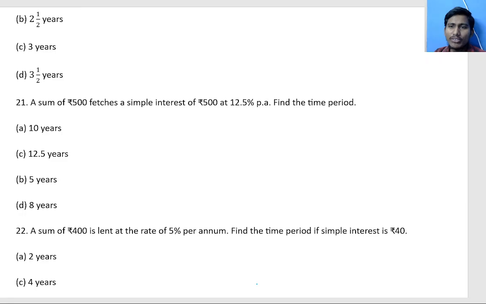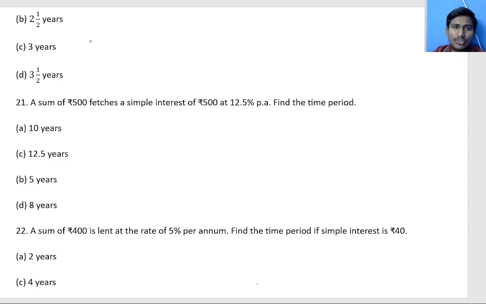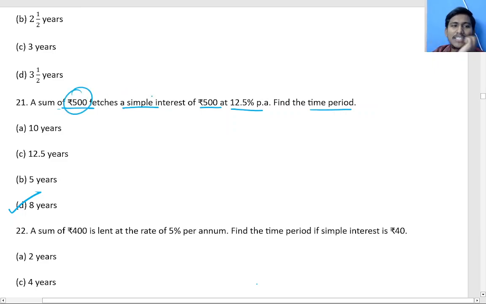So see here, the 21st question is very easy, same as that. Okay, so let us do it now. Here we know what we have to do. A sum of 5,500 fetches a simple interest of 500 at 12.5% per annum. Find the time period. It is directly, if you do 100 divided by 12.5, you will get the answer 8, because 500 is the principal and 500 is also the interest. Means it is 100%.